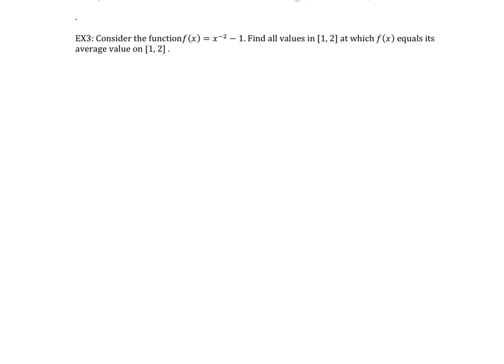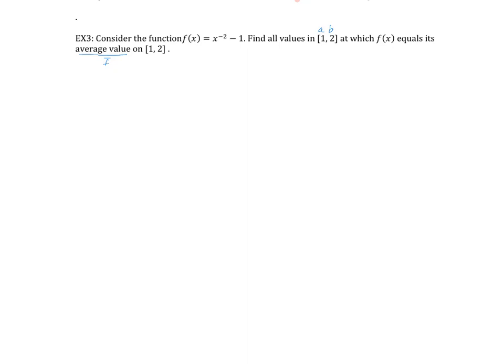Let's look at example 3 and consider the function f of x equal to x to the negative 2 minus 1. We want to find all values in the interval from 1 to 2. So my a would be 1, and my b is 2. We want to find all the values where f of x is equal to the average value. So remember, the average value is just that f bar on the interval from 1 to 2.